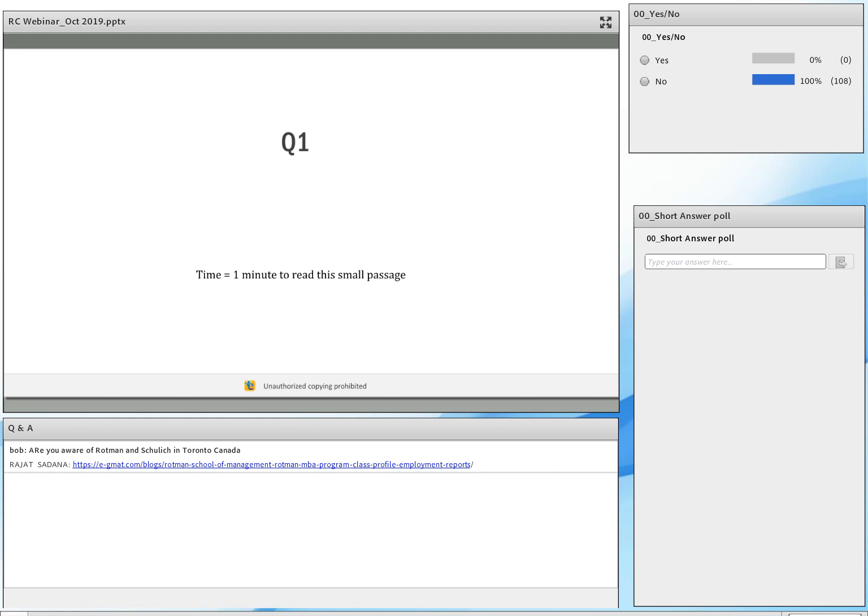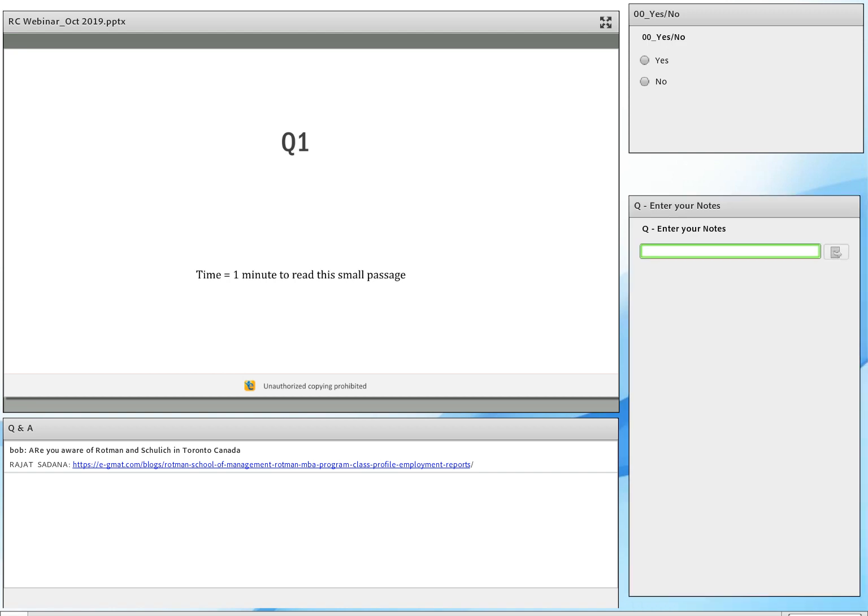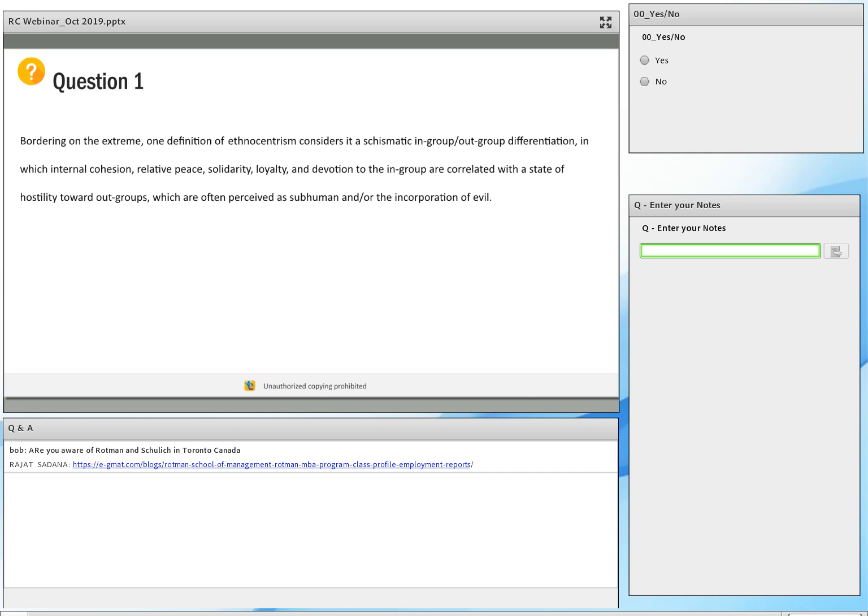All right, sounds good. So 108 people here, good. And I'm also going to give you a note pane in which you can enter your notes. Feel free to enter whatever notes you want. You may enter them after you are done reading the passage. That's absolutely fine. It's optional. You don't need to enter them. Okay, all right, so here you go. Here's the passage.